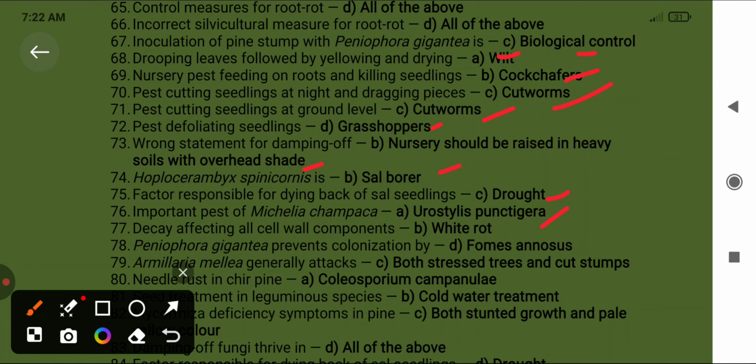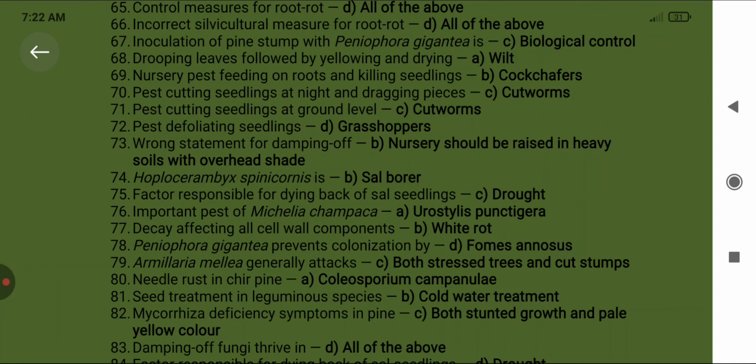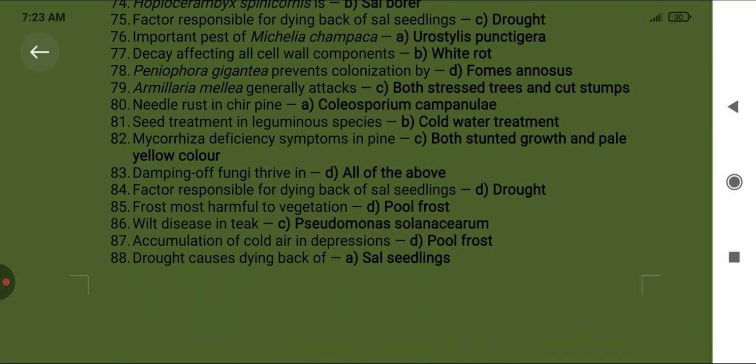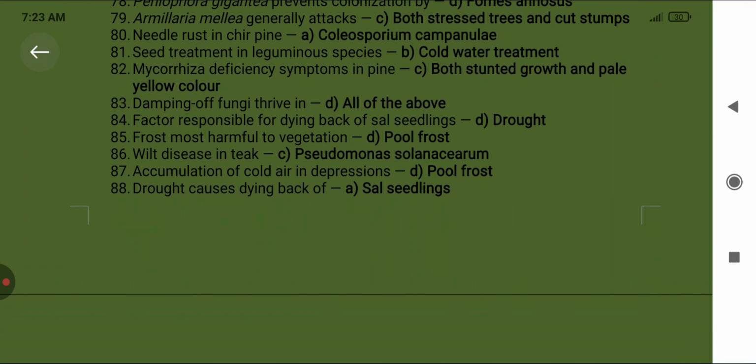Decay affecting all cell wall components is white rot, and Peniophora gigantea prevents colonization by Fomes annosus. Armillaria mellea generally attacks both stressed trees and conifer stumps. Needle rust in chir pine is Coleosporium campanulae. Seed treatment in leguminous species is cold water treatment. Mycorrhiza deficiency symptoms in pine are both stunted growth and pale yellow color, and damping off fungi thrive in all of the above.